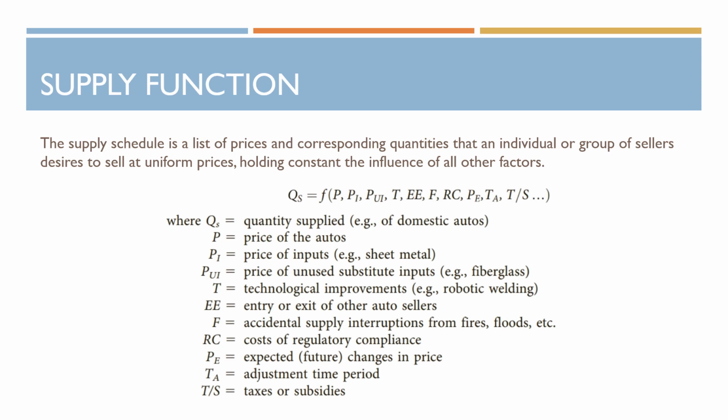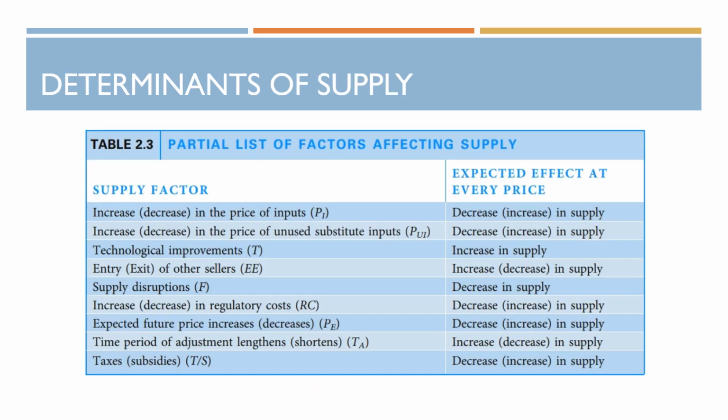So again, the concept here is that the supply curve will shift either left or right based on changes in these factors in the market. But keep in mind, the price of the product itself is never a shifting factor of either demand or supply of the good. The price of the product is going to affect the quantity demanded or the quantity supplied of the good in the market. Again, there's a table listing the supply factors that shift the supply curve either left or right.